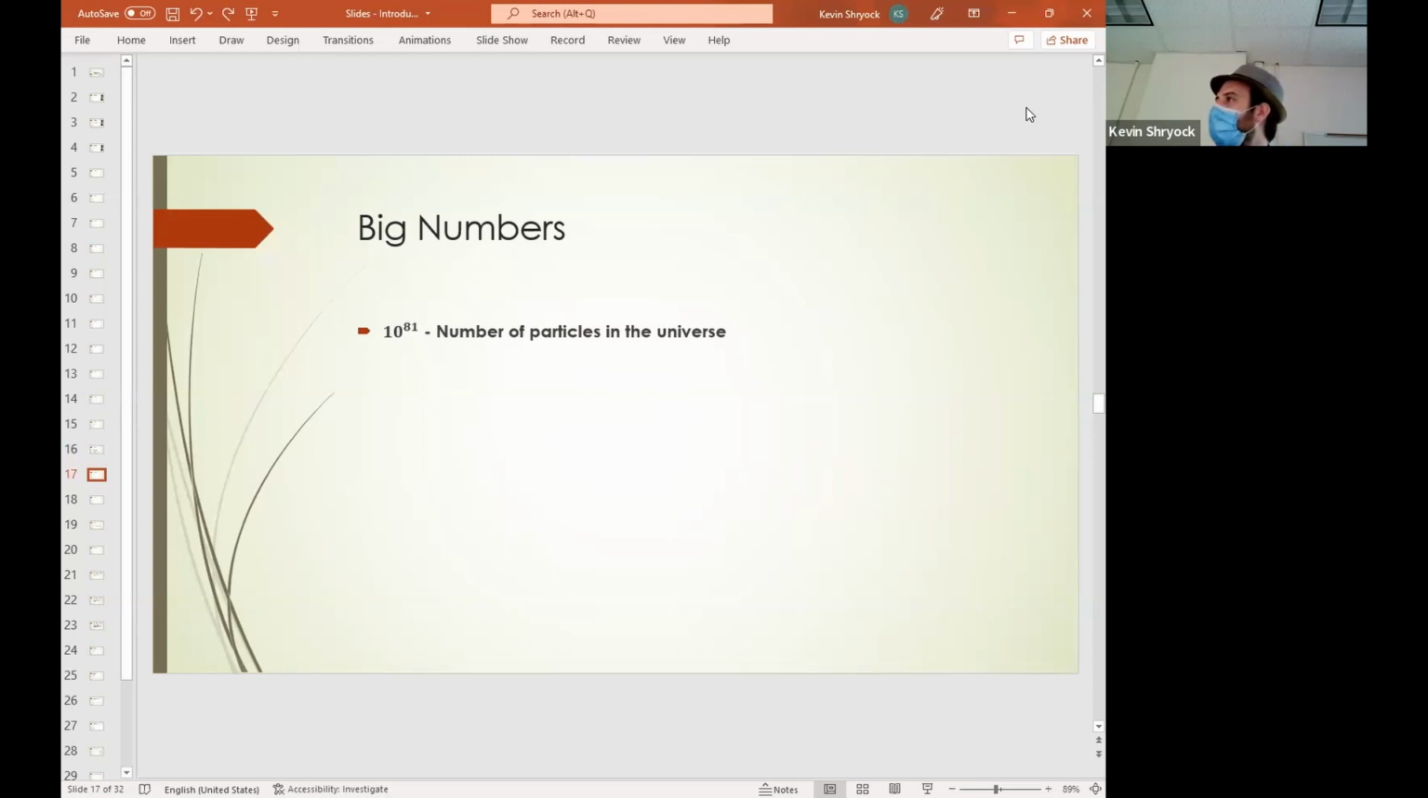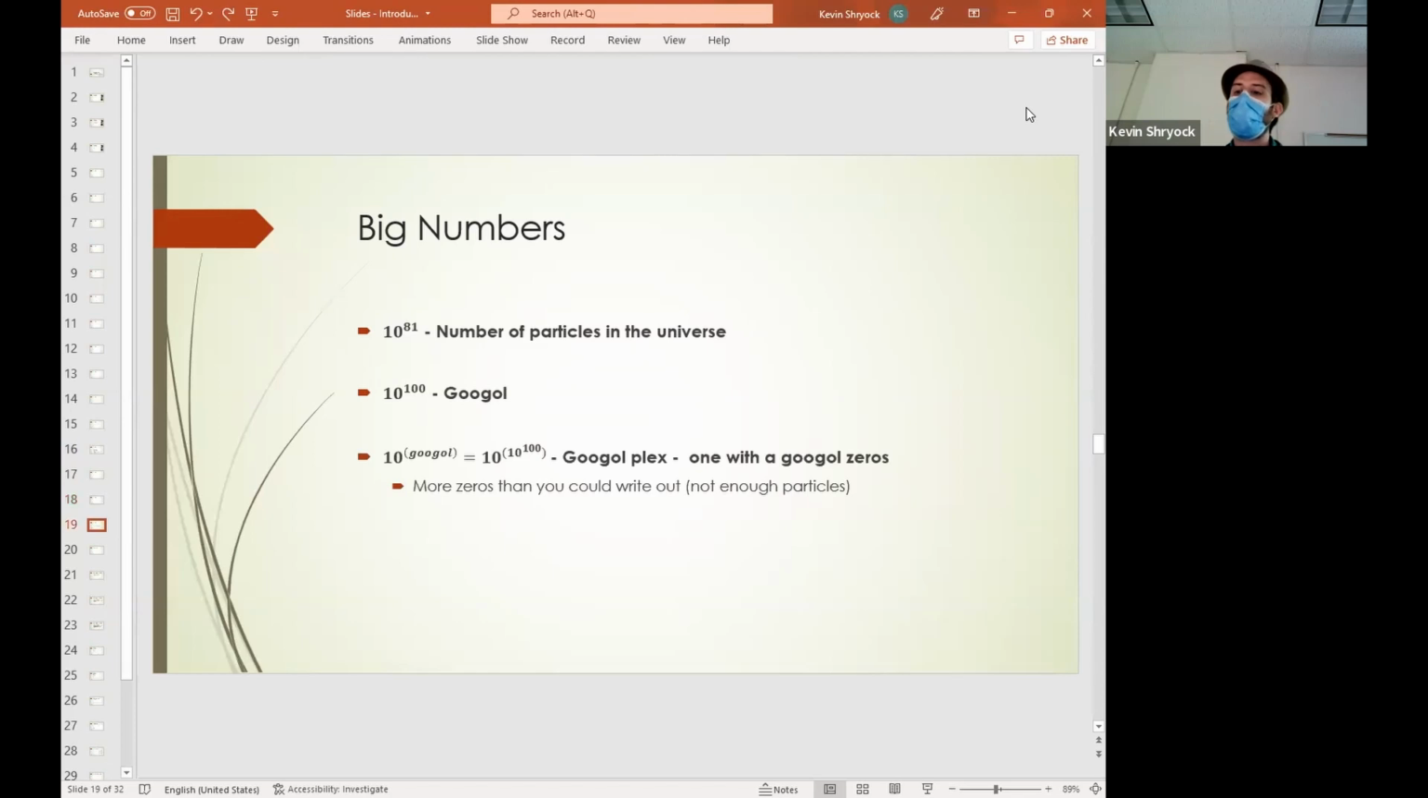Well, we could start talking about the number of ways that we like to combine those particles. So we could talk about 10 to the 100th. That's a nice little number. We call that a Googol, right? Some of you have seen that as a misspelled version of a search engine, right? That's where they got their name from. If you now talk about 10 to a Googol, how many zeros would that have?